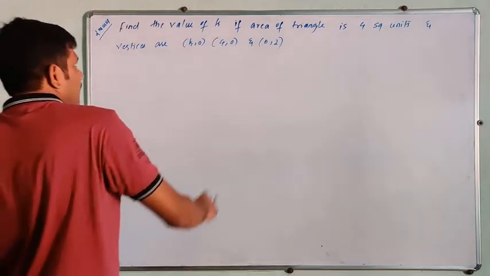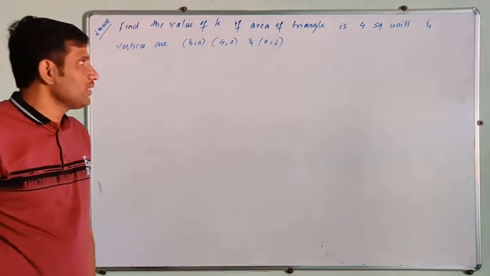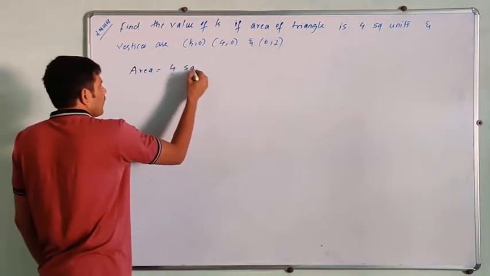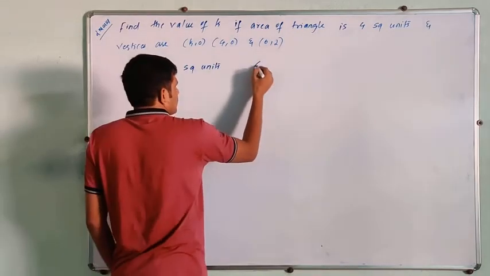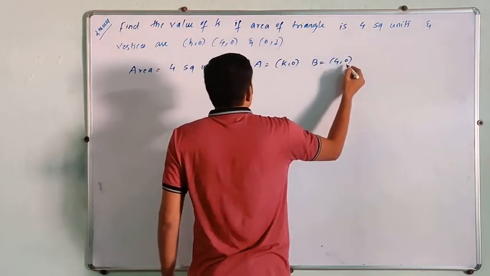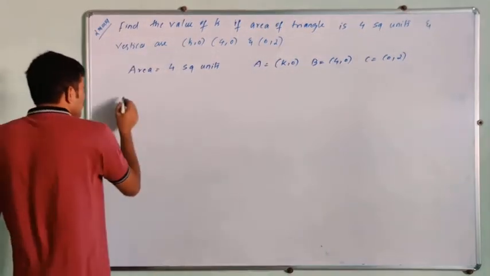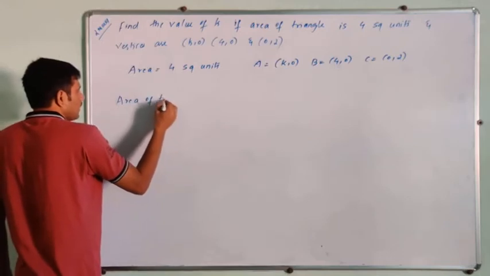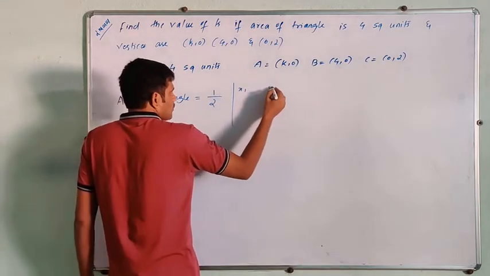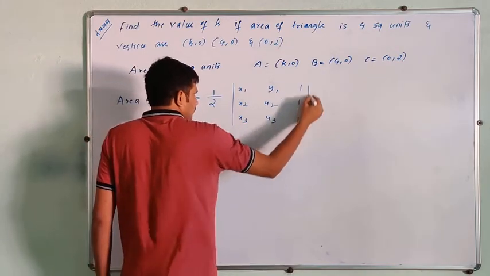Find the value of k if the area of the triangle is 4 square units and the vertices are (k, 0), (4, 0) and (0, 2). The area is given, that is 4 square units, and the vertices I take as A (k, 0), B (4, 0) and C (0, 2). So now, what is the area of triangle formula? The area of the triangle is half into the determinant of x1, y1, 1, x2, y2, 1, x3, y3, 1.